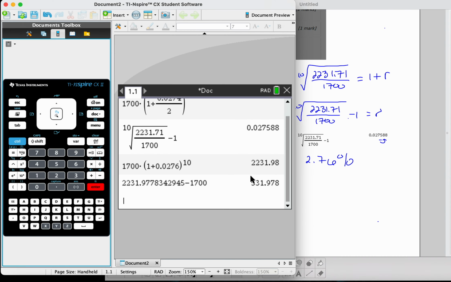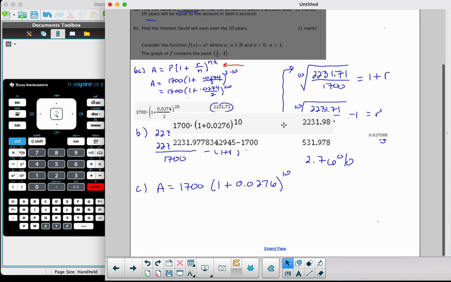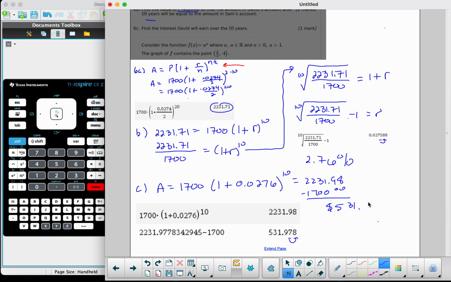So we'll go in here and then we'll write an appropriate answer. You probably want to write this in 2231.98, right? And then we subtract 1,700, his initial investment, and we get $531. And the 7 rounds up to an 8 because the digit to the right, the 8, is greater than 5. So that's going to be 98 cents. So that, sir, would be the answer.